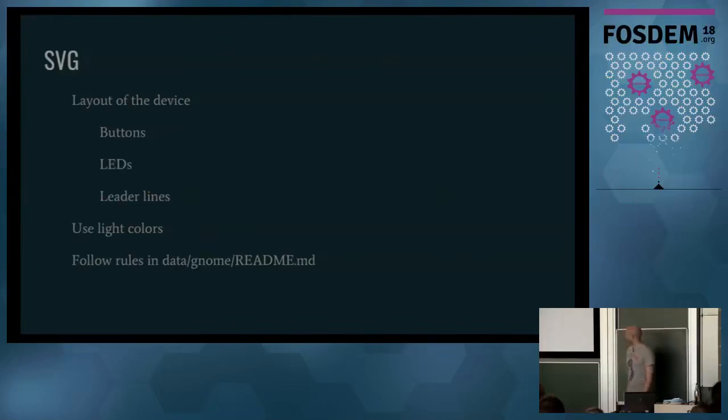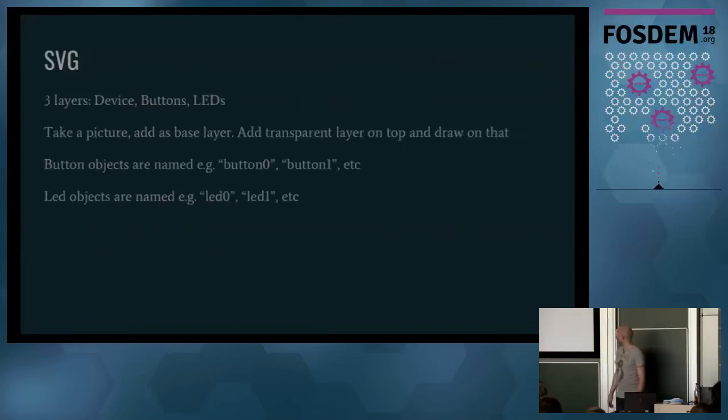Once you do an SVG, you want to use some light colors to fit into the theme. And there is a full list of rules about how specifically the SVG should be. You must have 3 specific layers. One called the device, where you basically draw everything from the mouse. And then you have 2 extra layers for buttons and LEDs, where you have these leader lines going out to the sides. I'll show an example in a few seconds.